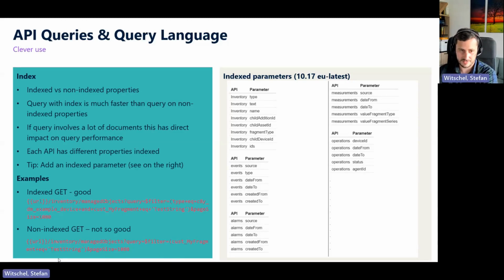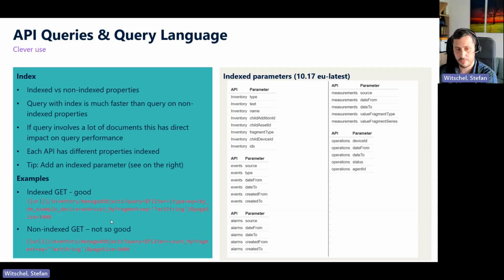I will start with the one below. I have here a query defined on the managed object, just querying for a custom myFragment, which is test string, which is not using any index because I'm just having a query and filtering a value of a custom fragment. So here I will do a so-called collection scan, which is not very efficient in the end.